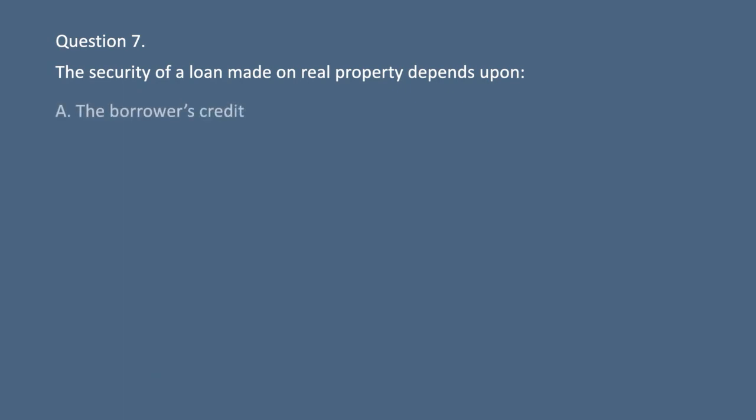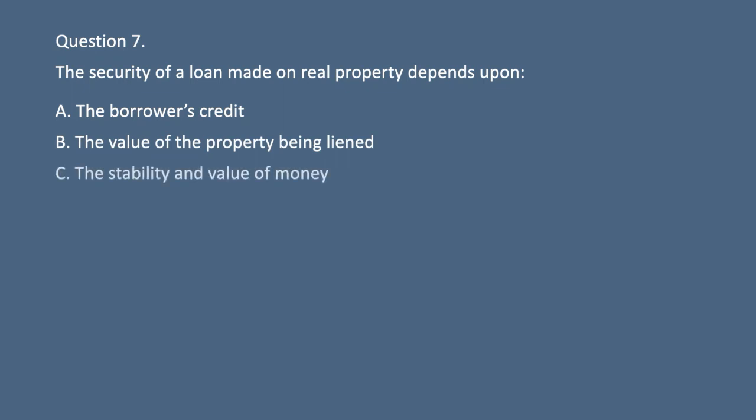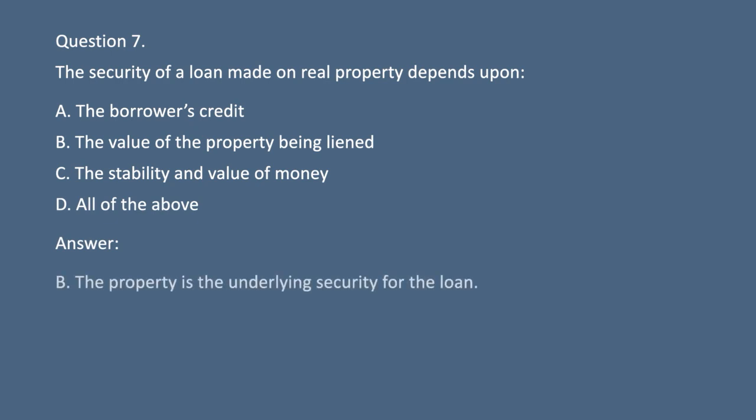Question 7. The security of a loan made on real property depends upon: A. The borrower's credit. B. The value of the property being liened. C. The stability and value of money. D. All of the above. Answer B. The property is the underlying security for the loan.